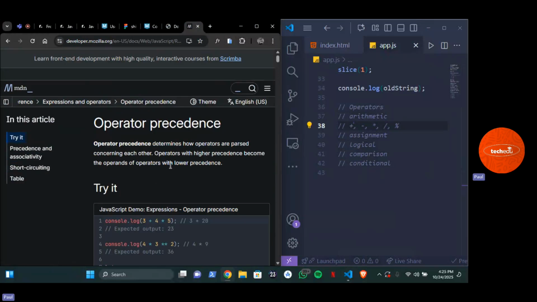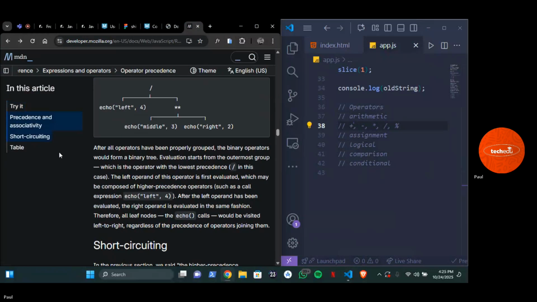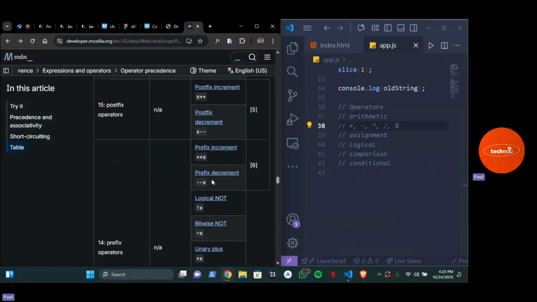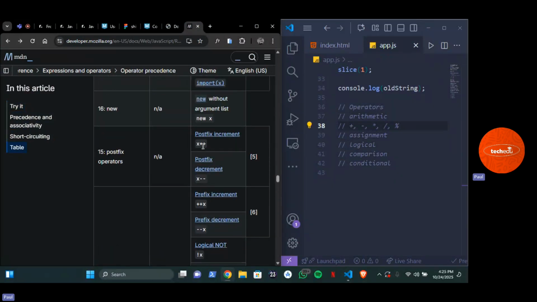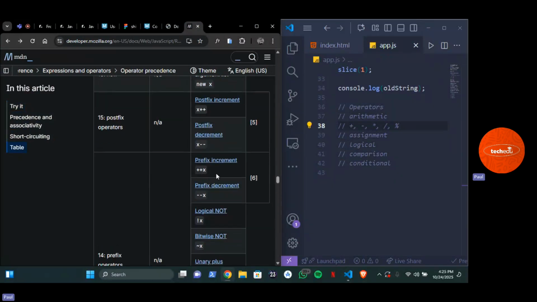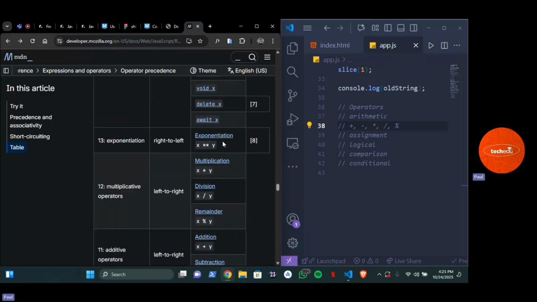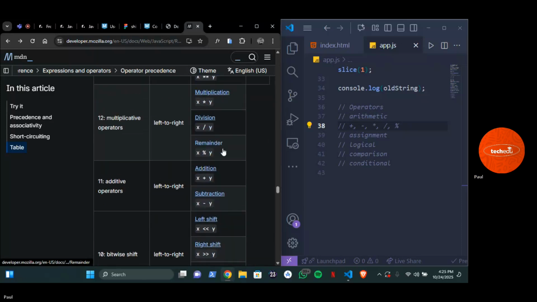I'm trying to check. Good, this is a table. So you have tables where, as you can see, minus minus and plus plus come after this particular operator. Now, as you can see, multiplication comes before addition. You understand? This is precedence. So you are saying that your multiplication, division and remainder will come before your addition and subtraction. That's precedence. So you can check it out.